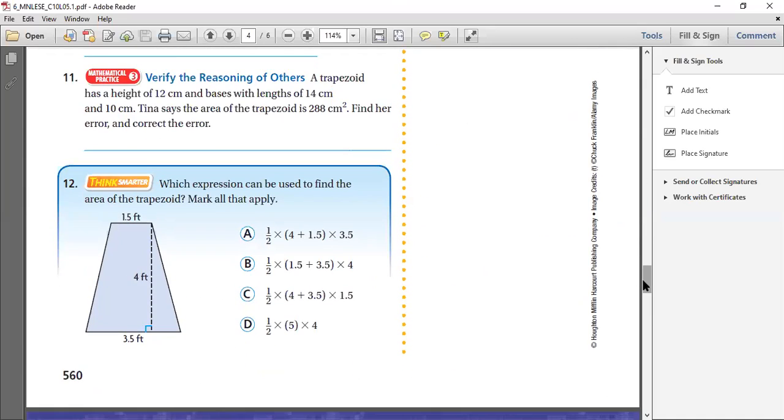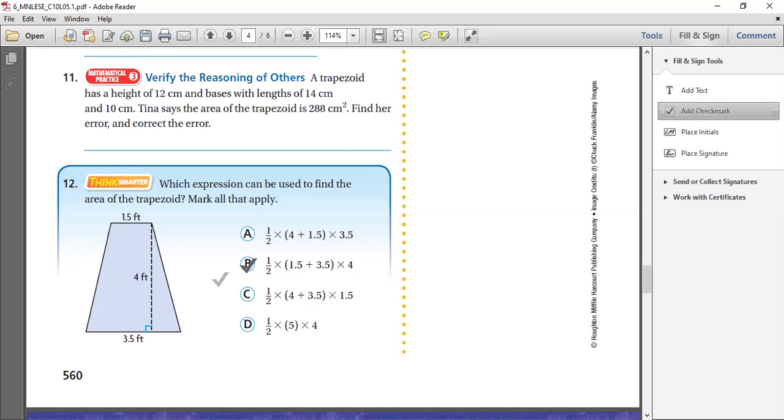12. Now it's a think smarter question. Which expression can be used to find the area of the trapezoid? Mark all that apply. Okay, so here is base 1, here is base 2, and here is the height. So which one can we choose? Is it A, B, C, or D? Let's check. Half multiplied by 4. 4 is the height. But according to the formula, it should be base 1 plus base 2, which should be 1.5 plus 3.5. So which one is that? This one. It's going to be B, right? And what else? They said mark all that apply, which means there is another answer too.